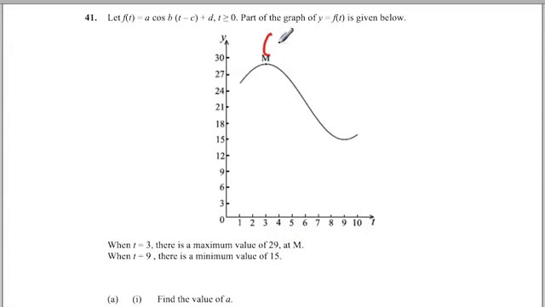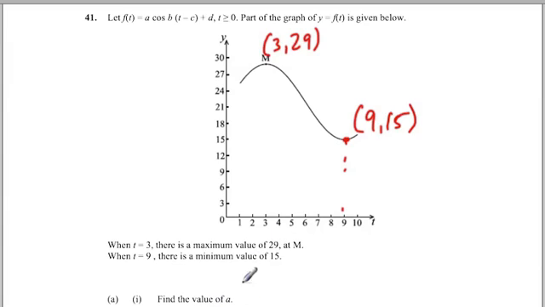So this coordinate is really 3, which is the x-axis, or in other words, t, and the y value is 29. So this is 3, 29. And then at t equals 9, so right here, they're saying that there's a minimum. So this coordinate is 9, because that's the t value, the x value, and the minimum is 15. So those are the coordinates of the max and min.